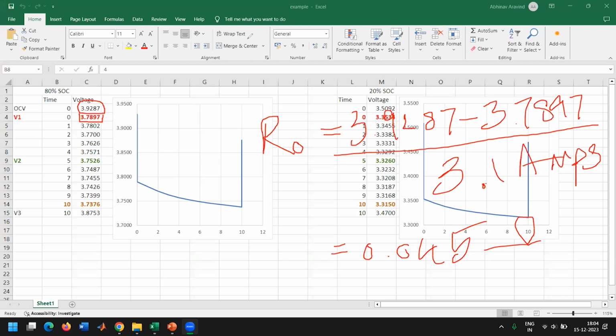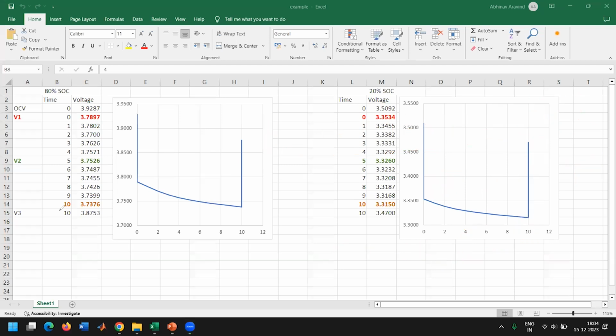Okay, so this is the first way in which we're going to estimate your resistance, that is your ohmic resistance. Then we'll calculate what is called polarization resistance. That is to say, the resistance influencing this portion of the voltage response, the exponential region, right? So here I will write this as R1, which is equal to, again, this voltage value minus this voltage value divided by 3.1.